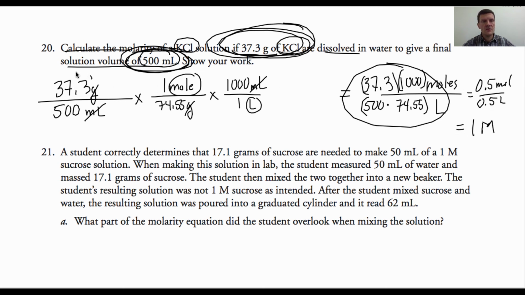It's a half a mole. This is a half a mole. This is a half a liter. If you do this whole calculation, you're going to get a half over a half, and you're going to end up with 1 molar, 1 mole per liter. Okay?